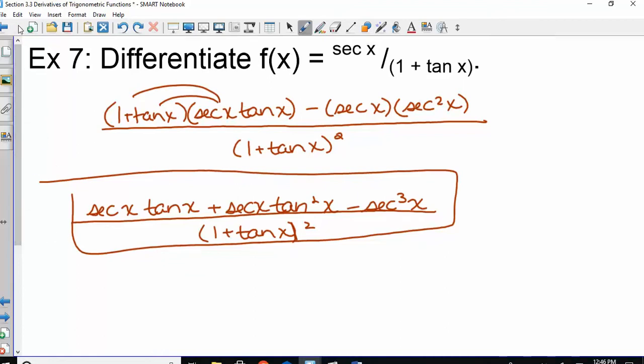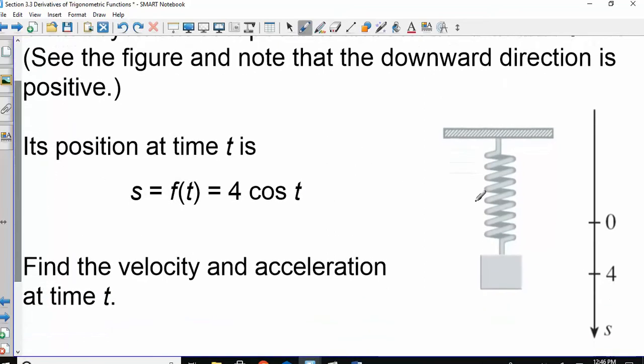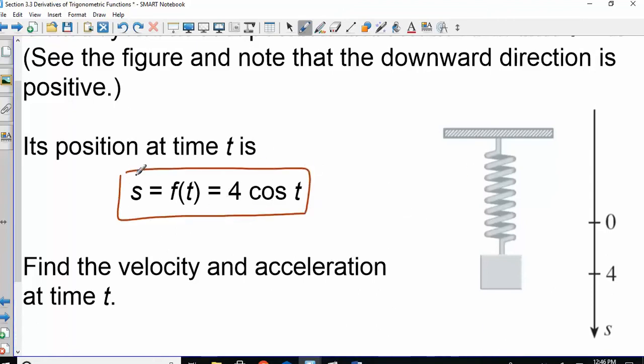Couple more examples and then we're going to stop for now. So we have an object at the end of a vertical spring that is stretched 4 centimeters beyond its rest position and released at time 0. So I've got a spring, I'm stretching it down 4 and then I let go. So we know it bounces up and down, right? So the position is given by this equation.